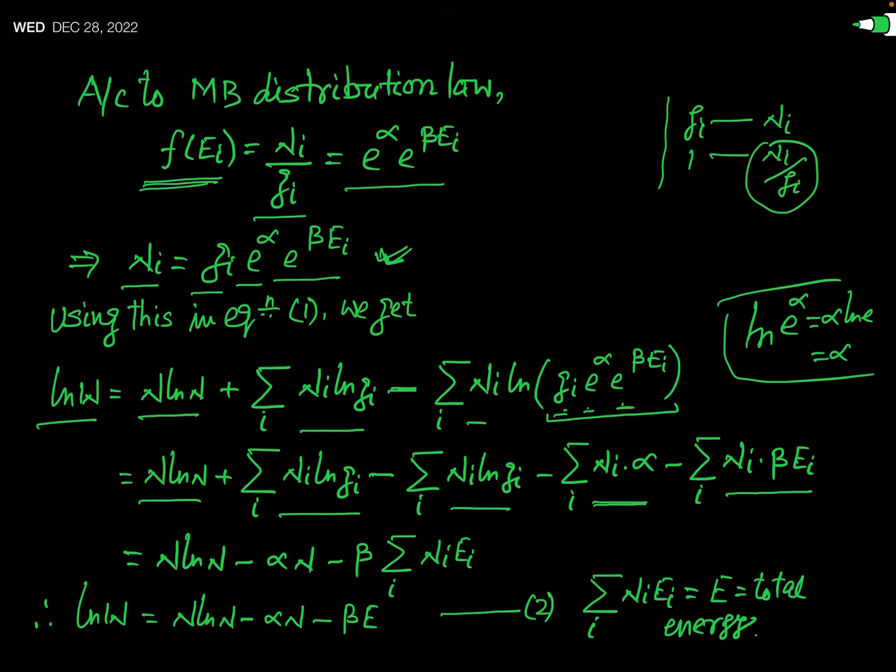Now you can see the second term, which is plus summation over I Ni log Gi, and the third term is minus summation over I Ni log Gi. Both will cancel out. Okay. So what are the remaining terms? You can see these are N log N minus alpha N. Actually here this alpha is independent of summation, so alpha will be outside of the summation sign, and summation Ni represents the total number of particles, and that is equal to N. So this is alpha N. Okay. And here this beta will be outside of the summation sign, and the remaining factor is summation over I Ni Ei. Okay.